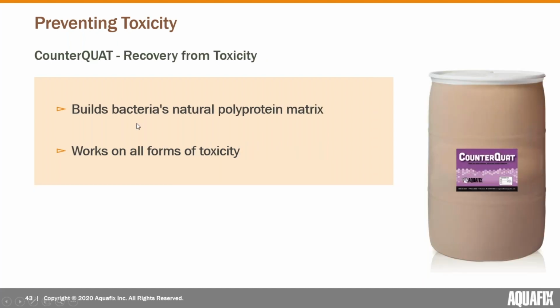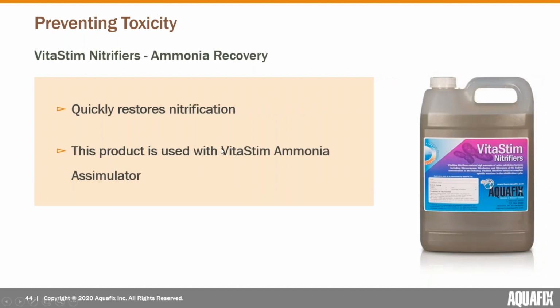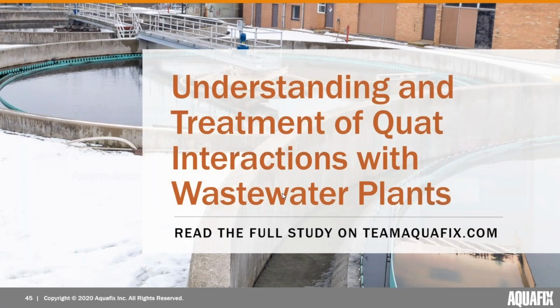Our CounterQuat, as we talked about, builds bacteria's natural polyprotein matrix. It works on all forms of toxicity. We've had successes with all forms of toxicity. And then when people have problems nitrifying, they use our dynamic duo. One of those products is our VitaStim ammonia assimilator. Again, all of our products are sold all around the world. This is concentrated nitrifying bacteria to reseed a plant that's having issues nitrifying. It's a very potent product. It gives very fast results.